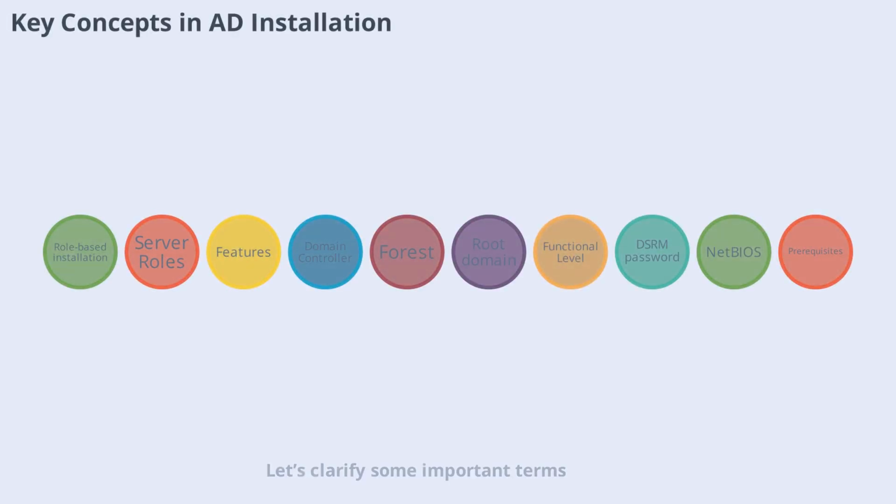Let's clarify some important terms. Role-based installation means adding major functions to your server. Server roles define what your server does, like managing security, features, or supporting tools. Promoting the server activates it as a domain controller. Adding a new forest creates a new top-level container for your network. The root domain name is your network's core identity. Domain functional level sets available features. The DSRM password is vital for recovery. NetBIOS names ensure compatibility with older systems. The prerequisites check ensures everything is ready before final setup.